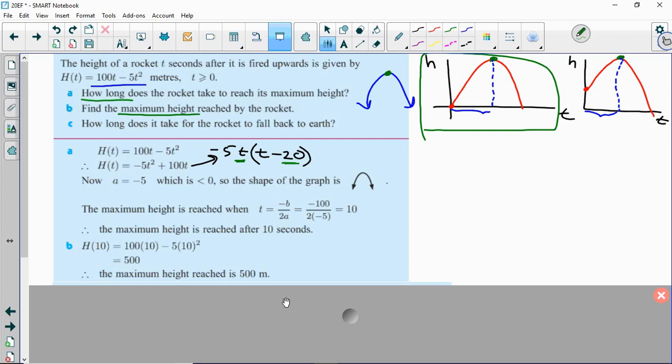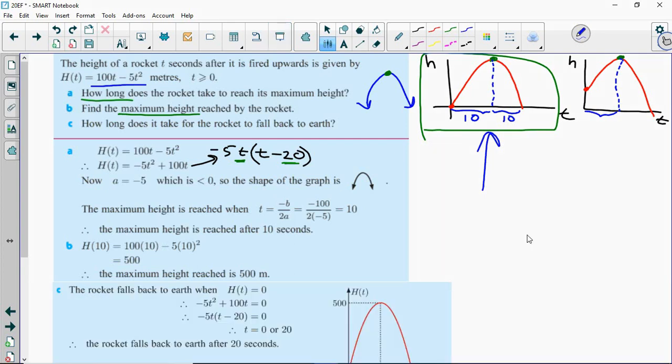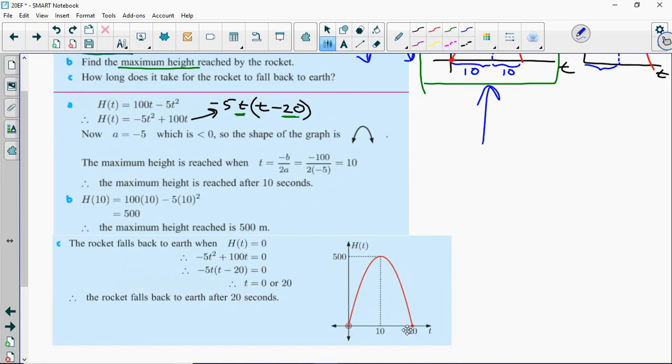And then letter C, okay, how long does it take for it to fall back to Earth? So now we're interested in the amount of time that it takes for it to go from the vertex down to the ground again. Now, since we're dealing with a picture like that, we know that the vertex is on the axis of symmetry. It's in the middle. So if it took us 10 seconds to get to the highest point, it's going to also take us 10 seconds to drop back down for a grand total of 20 seconds, which is the correct answer that we see here. It takes 20 seconds to get from launch to back on the ground again.